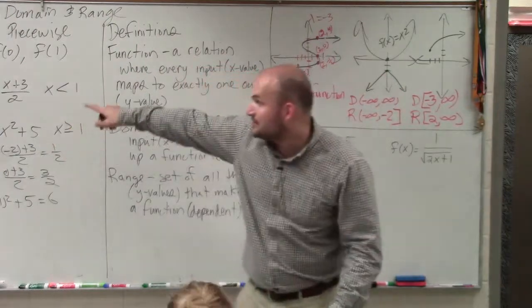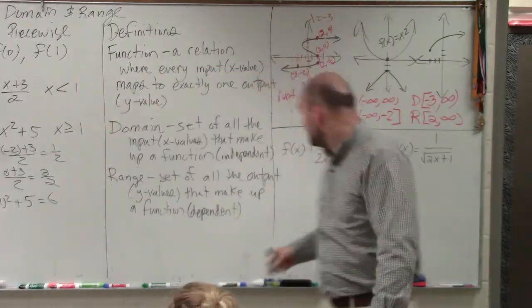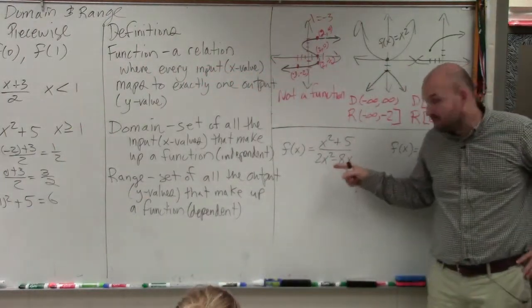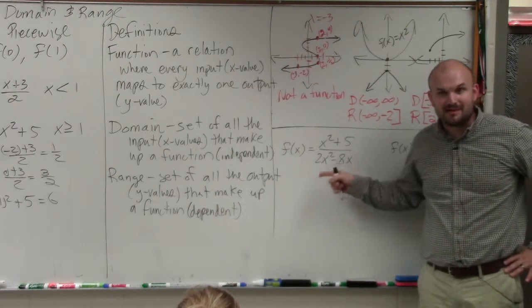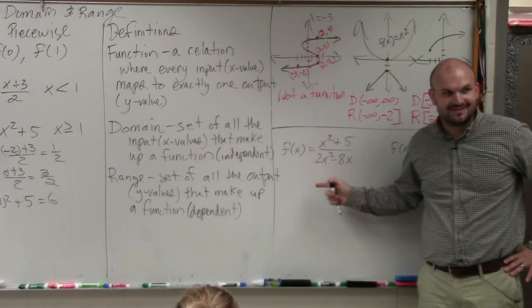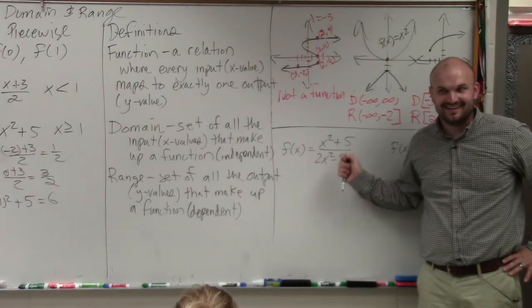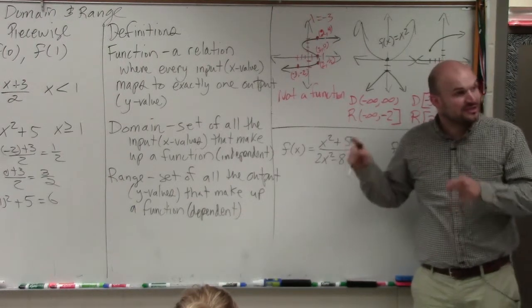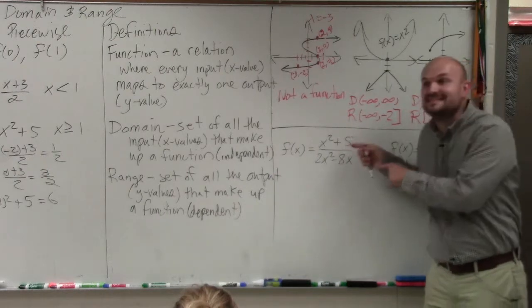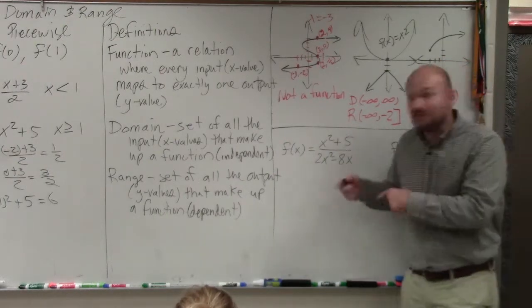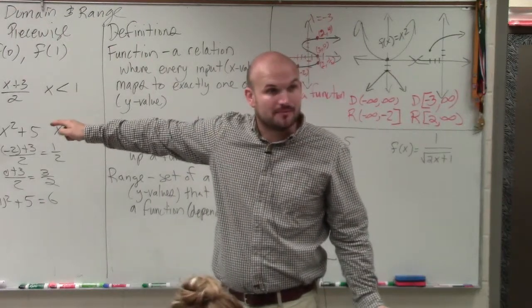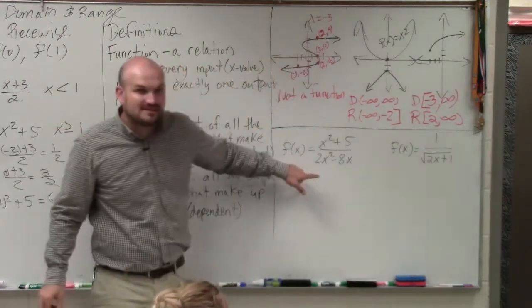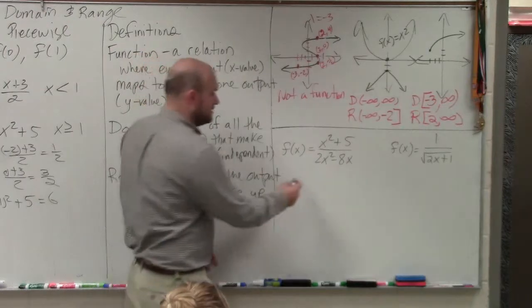Now, we talked about something over there. There is a value that I cannot plug into this function because it's going to make my function undefined. It's going to make my denominator 0, right? You cannot have something being divided by 0. So what is the value that makes this 0? I don't know off the top of my head.